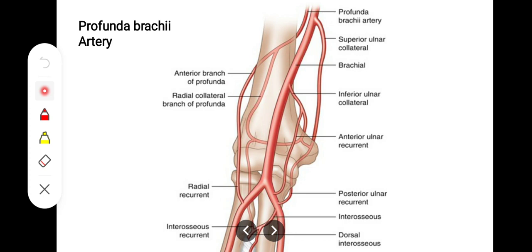Now anterior descending is also called as radial collateral branch, while the posterior descending is also called as the middle collateral branch. So इसी तरह ये दोनों branches होती हैं profunda brachii artery की, ये anastomose करती हैं at the level of elbow joint to form the anastomosis around the elbow joint with the branches of the brachial artery or with the branches of the radial artery or the ulnar artery, उनके साथ ये anastomose करती हैं to form a rich supply around the elbow joint, right?